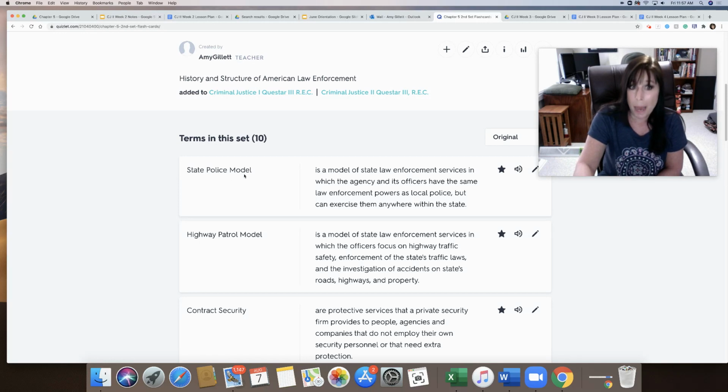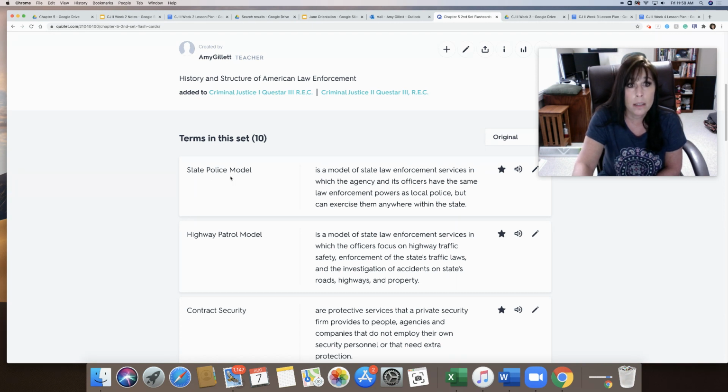State Police Model is a model of state law enforcement services in which the agency and its police officers have the same law enforcement powers as local police, but can exercise them anywhere within the state. And that is exactly what we have here in New York State Police.